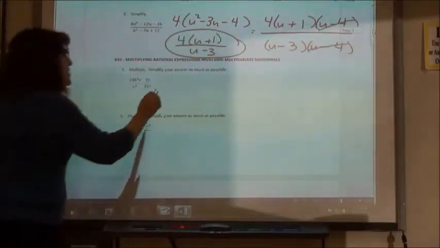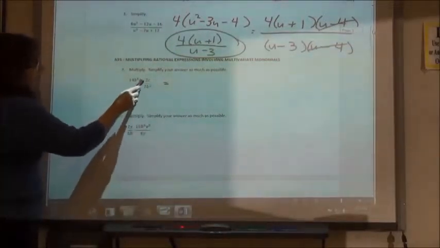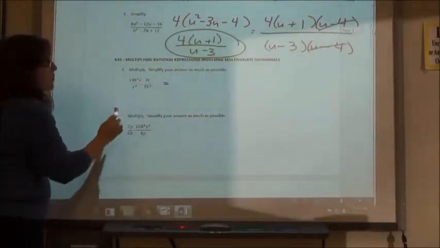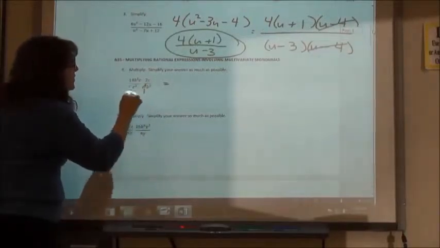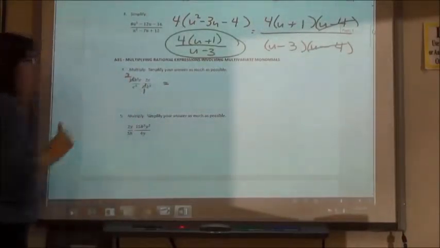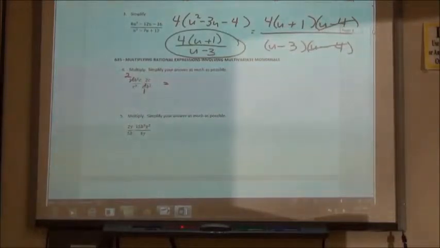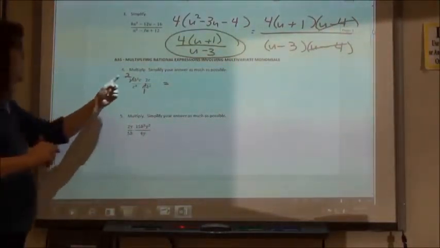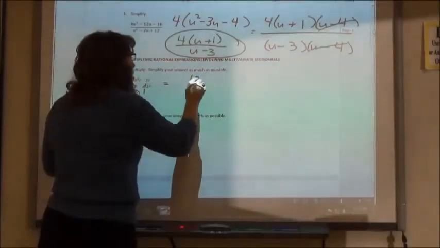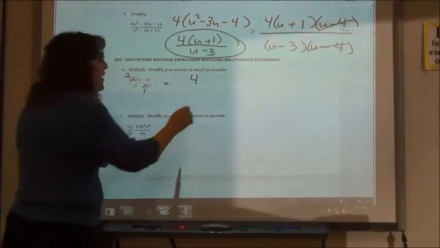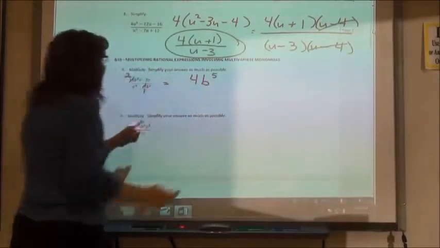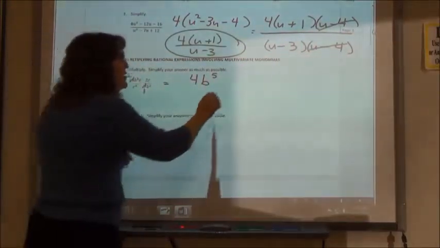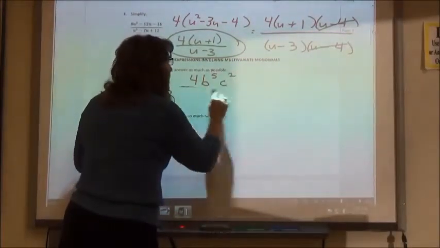So I like to just go ahead and say, okay, I can reduce the 7 with the 14. The 7 goes into there once, into the 14 two times. Then I'm going to go ahead and multiply the top together. 2 times 2 is 4. I have a b to the 5th. And then I have a c times another c, so I'm going to have c to the 2nd power.